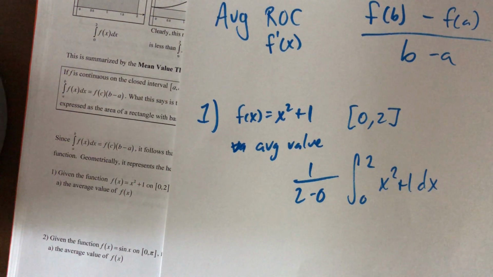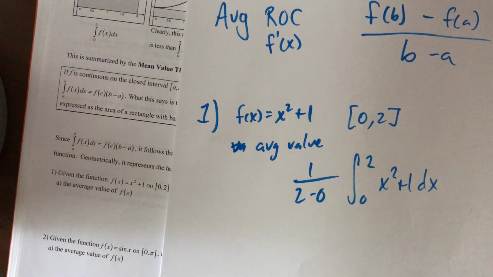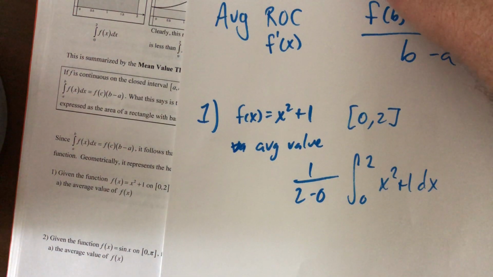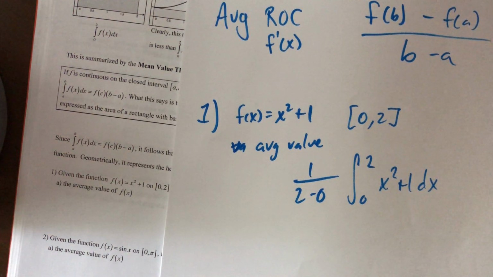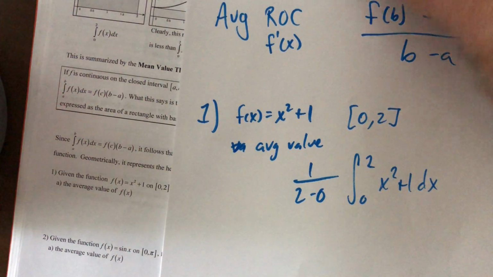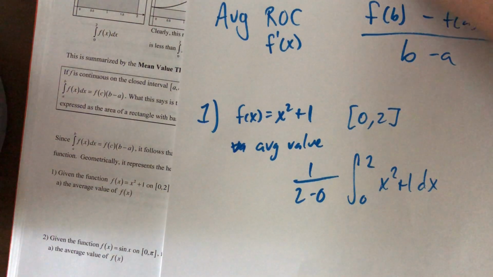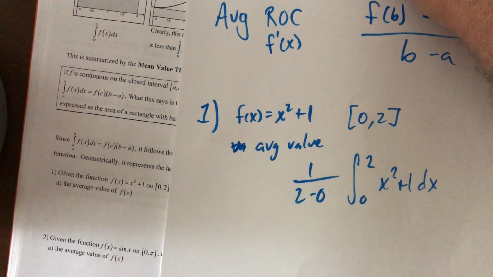Oops, oh no, that's no good. All right, this is taking me forever because I'm typing it wrong. 0 to 2 of x squared. There we go. Plus 1.